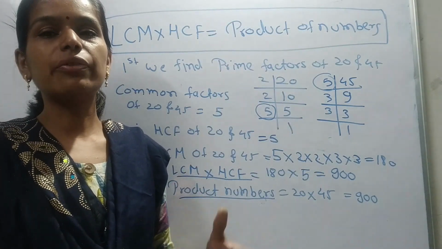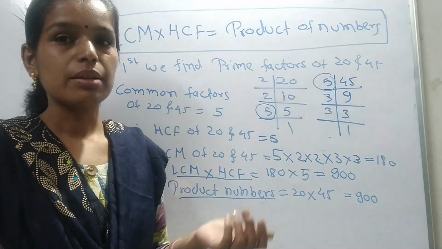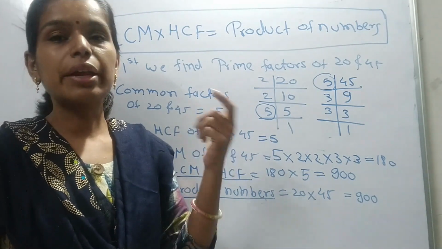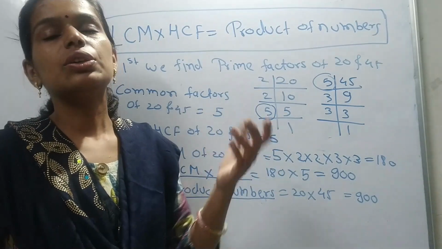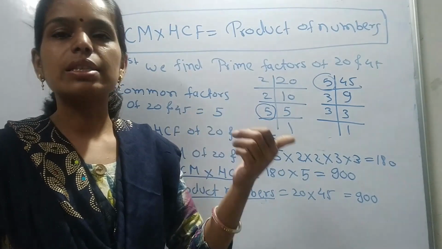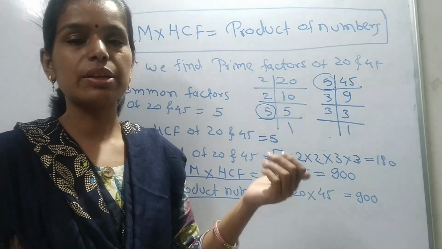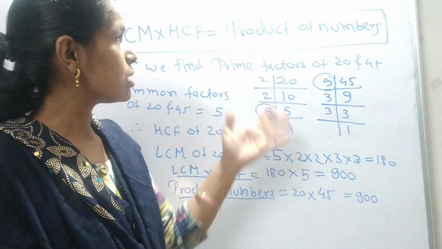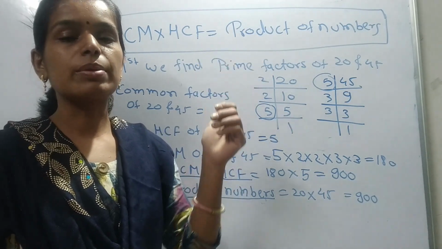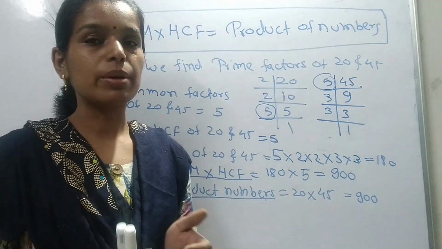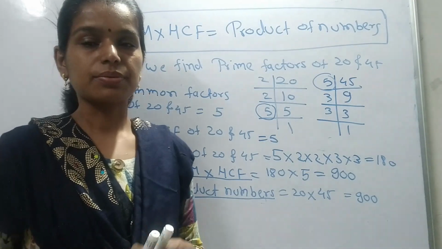In this way, you can find the product of numbers by using LCM and HCF. You can find the LCM if the numbers and HCF are given. You can find the HCF if the LCM and product of numbers are given. So, you can use this formula for calculating many types of word problems. Let's study those word problems in our further questions.